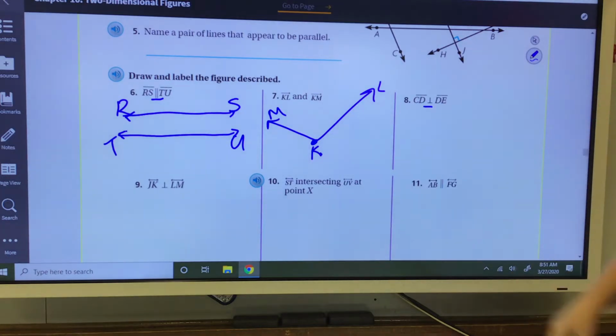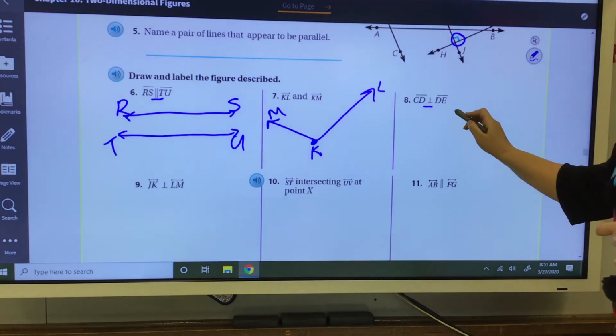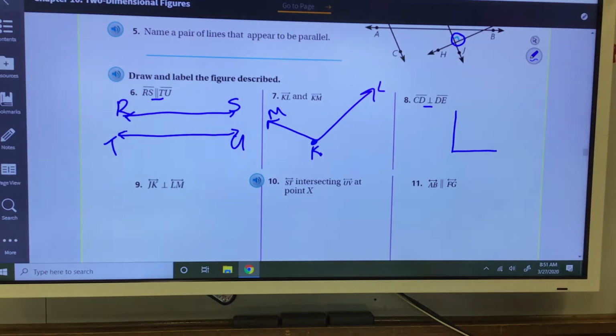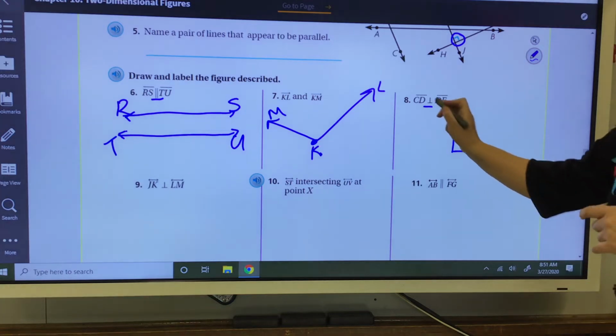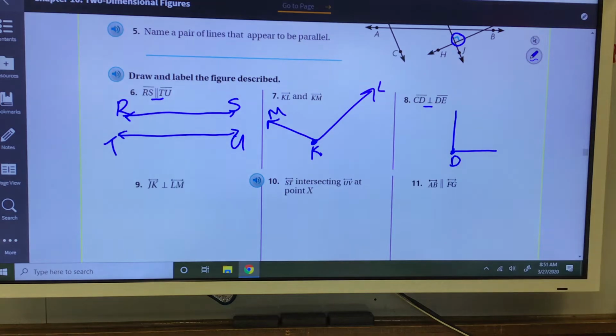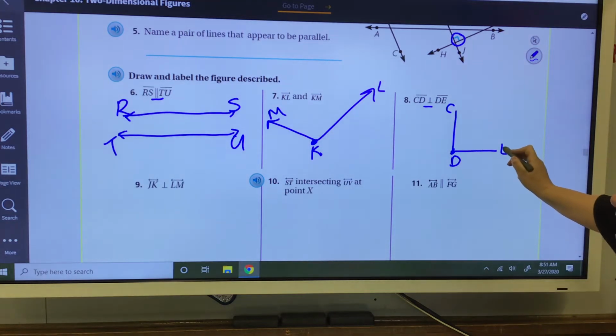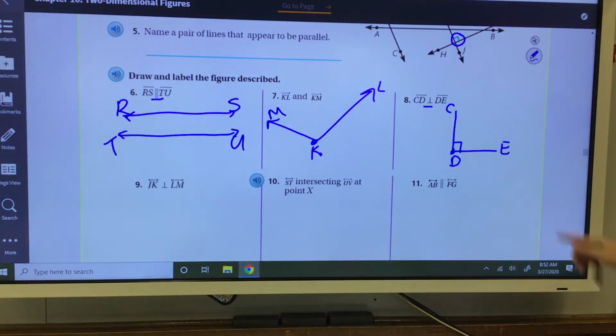And CD and DE are perpendicular. Remember, that's the right angle. So we need to have a perfectly big letter L. And what letter do they share? They share the D, so that's going to go at the vertex. There's a C up top, and there's an E down at the bottom. And you can even draw in the right angle symbol because that is a right angle line.